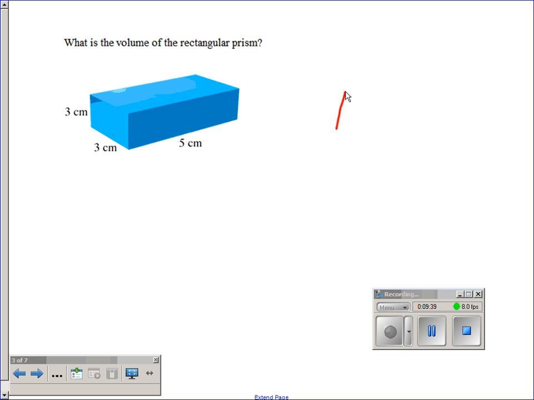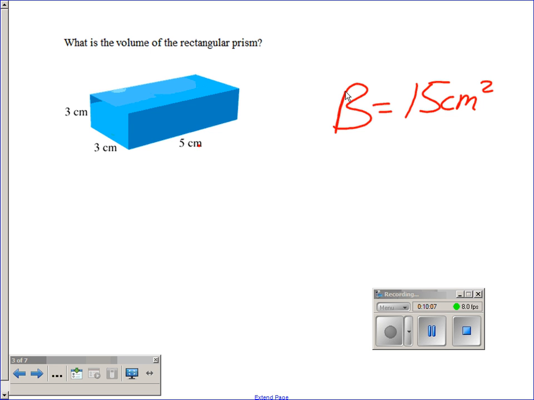Our big B, our area of the base, is equal to 15 centimeters squared. And he got that by doing 3 by 5. Okay? That means on the very first floor, there's 15 centimeters. In fact, how many groups of 15 centimeters do we have in this entire building?